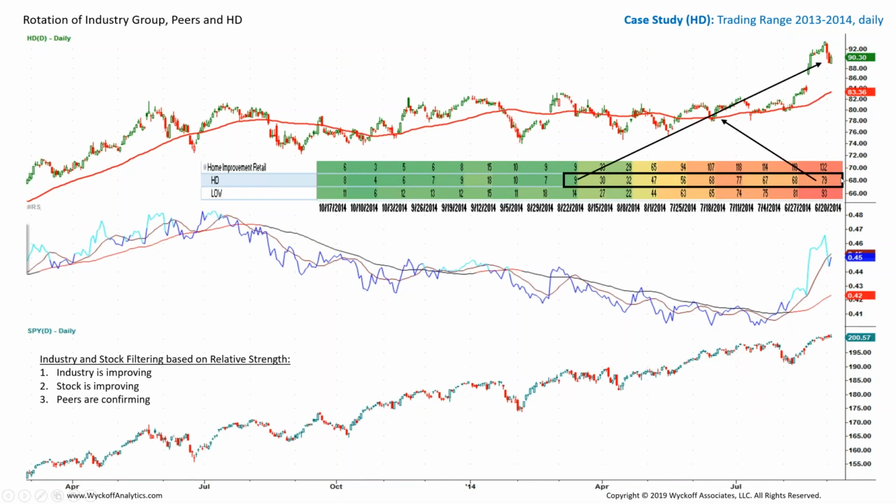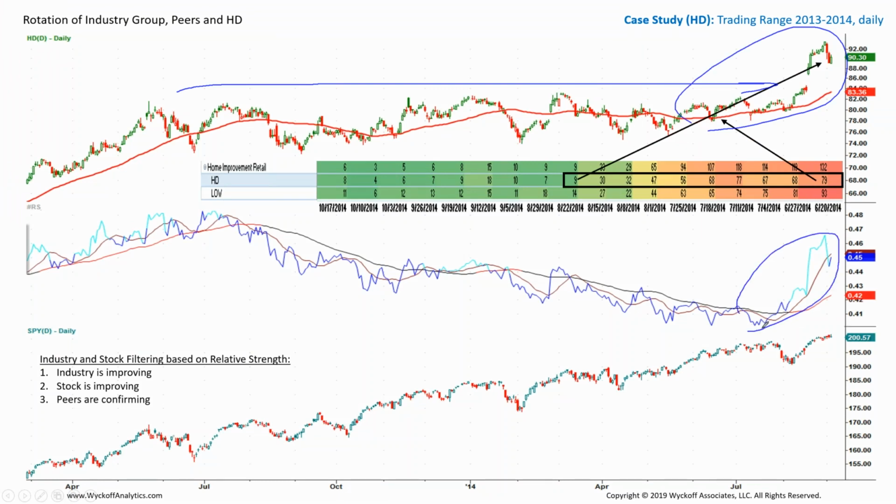Well, here is our case study of Home Depot. This is the last slide. Remember, we had this trading range. And we said that we look at what the price has done. We looked at the relative strength ratio line, what it's done. And we are saying that it's probably a sign of strength in both cases.